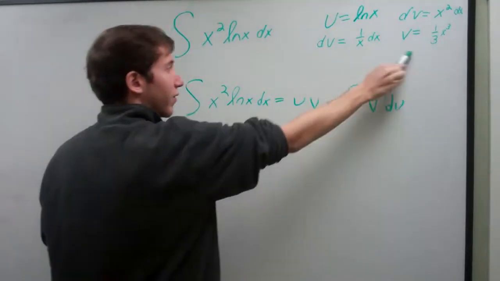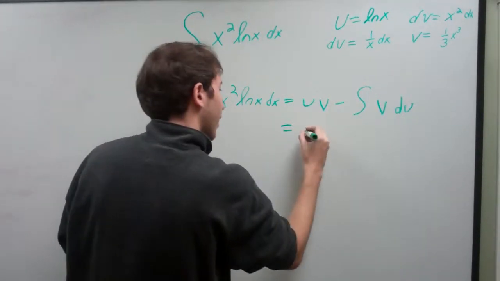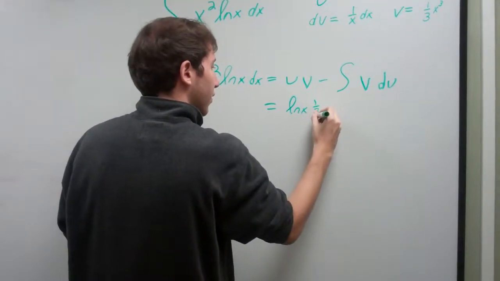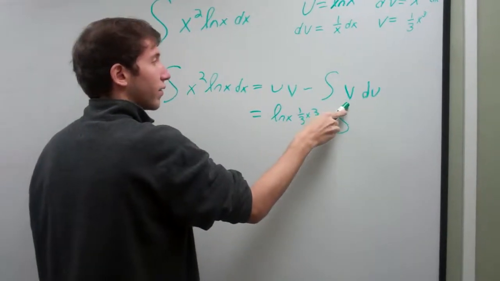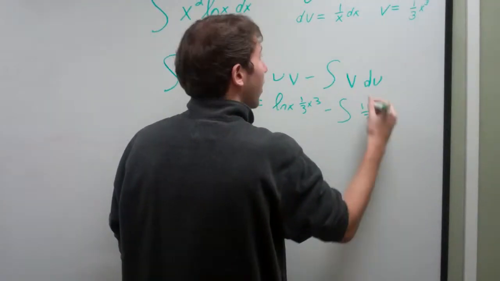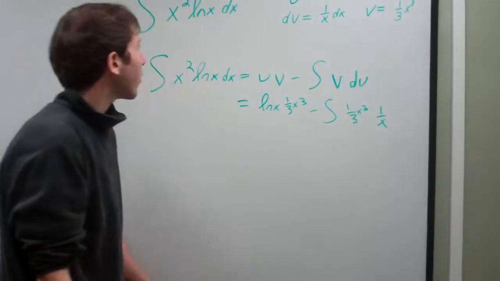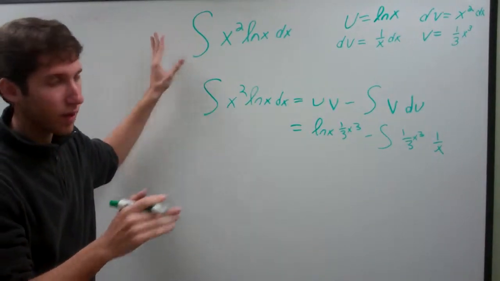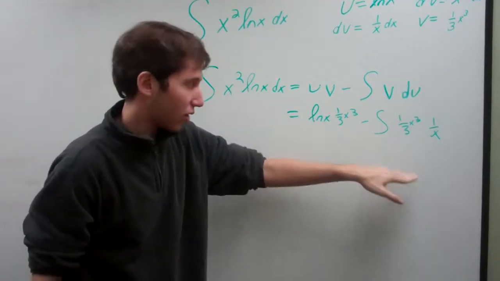And since we already figured out the values, now we simply plug in. U is ln of x, and v is 1 over 3 x cubed, minus the integral of v, which is 1 over 3 x to the third, and du, which is 1 over x. Now, what we practically do with integration by parts is that we have an integral that we can't solve, chop it up a bit, and now we have another integral. But this integral we can solve, so let's look at it.